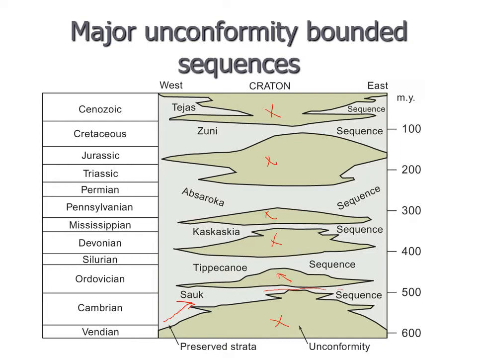So we can say then that during the Cambrian, whether you're looking at the east coast or west coast of North America, there is a sea level rise. Sea levels are going up during the Cambrian, and we call this particular deposit of transgressive sediments the Sauk sequence.